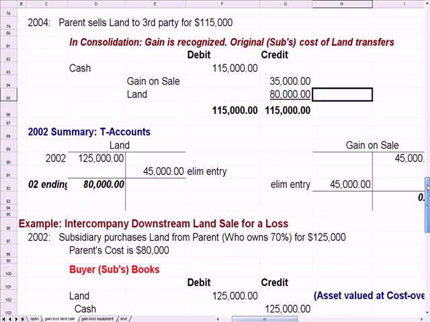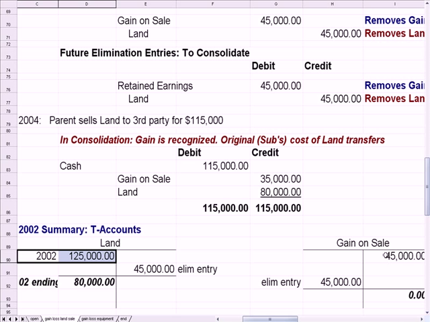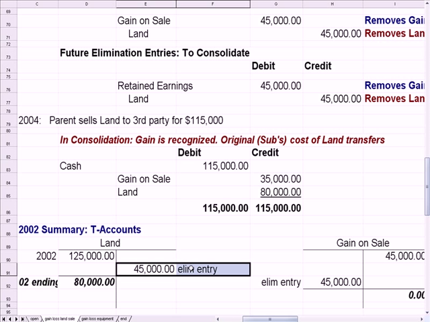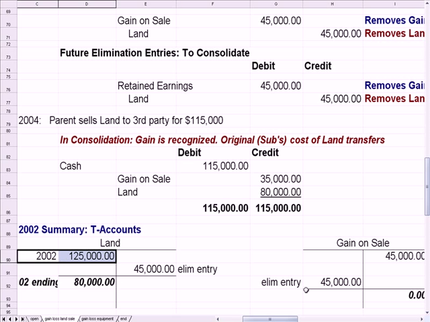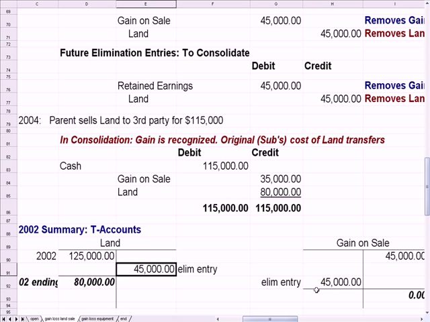So in summary, if you were to look at the T accounts, we bought the land in 2002. We had this inflated price of land. It's $45,000 too high, and we had a gain on sale off to the right here that shouldn't be recorded. So our elimination entry in 2002 would be to credit to get rid of the overstatement of the land and debit an account called gain on sale, and those are our debits and credits for the elimination entry. Actually, this is the credit, this is the debit.